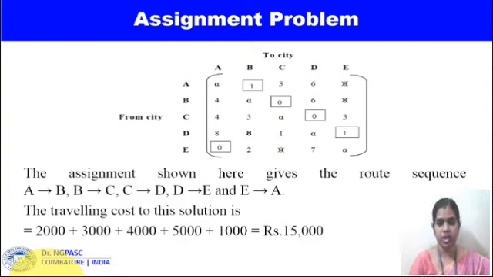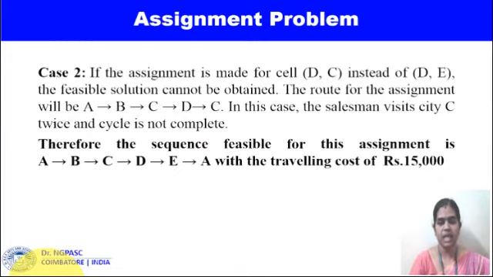Case 2, you can choose the second minimum element, which is in the third row, fourth column. But this will not give you the proper sequence, since city C is visited twice. So this case will not satisfy the traveling salesman. So we can choose case 1 as the solution.